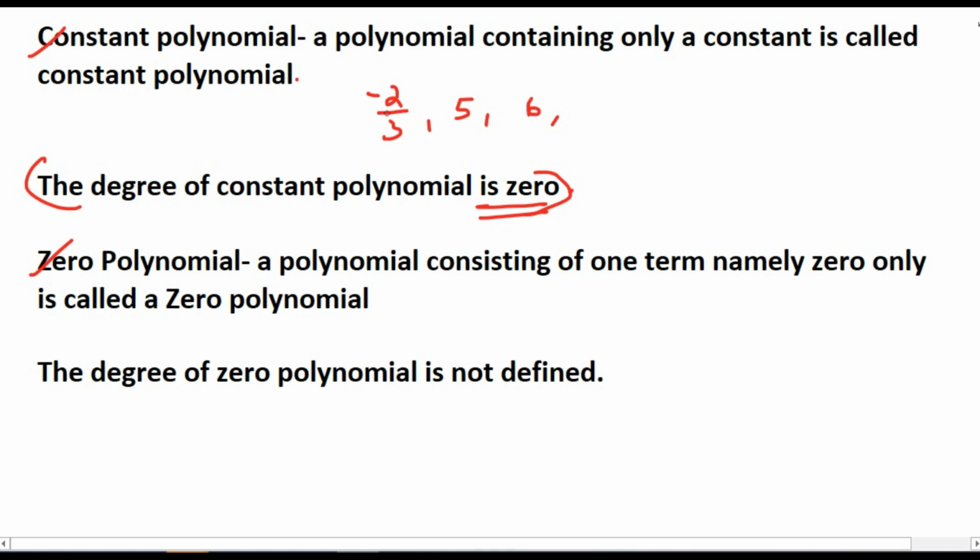It will be a non-zero real number. It can be a negative number. It can be a fraction, but the polynomial containing only a constant is called a constant polynomial. And zero polynomial means a polynomial consisting of only one term, namely 0. That is called a zero polynomial. So this is called a zero polynomial, and the degree of zero polynomial is not defined.